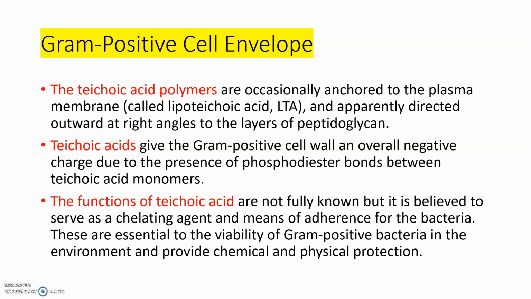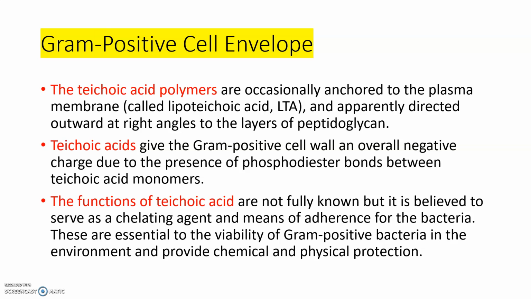Now, this teichoic acid gives the gram-positive cell wall an overall negative charge. So the negative charge within the gram-positive cell wall is provided by these teichoic acids due to the presence of what? Phosphodiester bonds between the teichoic acid monomers. So these teichoic acid monomers consist of phosphodiester bonds which are responsible for providing the overall negative charge, okay.